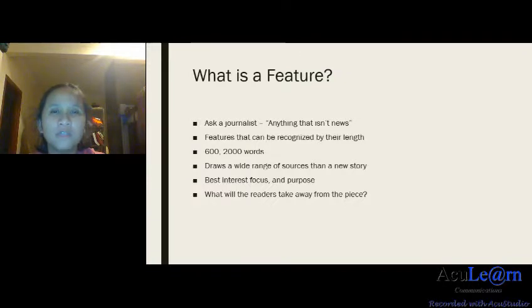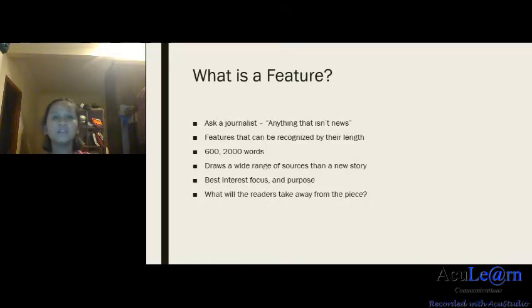Okay, what is a feature? When you ask a journalist what a feature is, most probably journalists would say it's anything that is in news, because when you talk about feature, it's always an ongoing issue that is being debated in the society. For example, cancer, for example, beauty, technology. That would be feature writing, which is an ongoing issue.